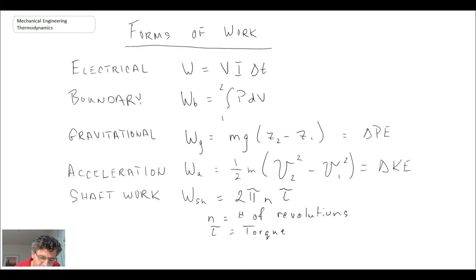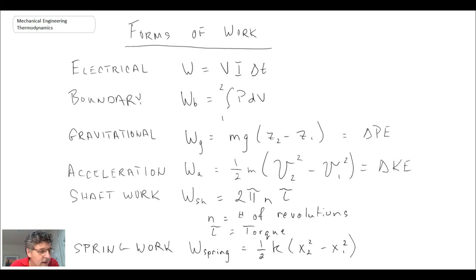A final form of work that we'll talk about is spring work. And that would be where you're doing work by extending a spring. And so the work for that can be expressed in terms of the spring constant. And X2 and X1 would denote the final and the initial position of the spring. And note that it is squared in this equation.